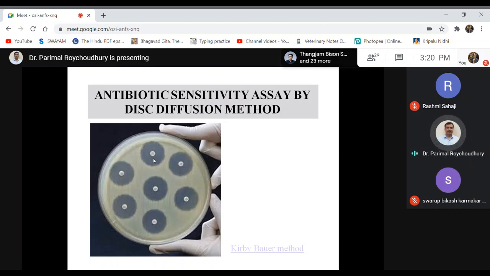So this is a very simple method, and overnight we can get the results. And getting these results, the clinician can select the specific antibiotic for treatment purposes. Okay, this is called the Kirby-Bauer disc diffusion method.